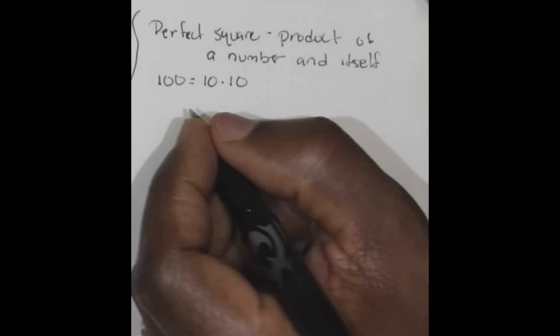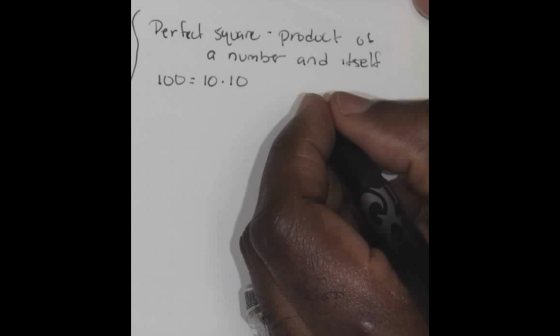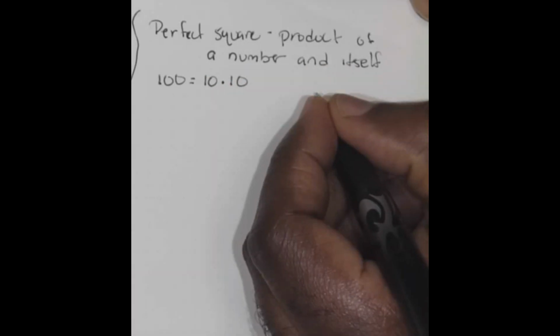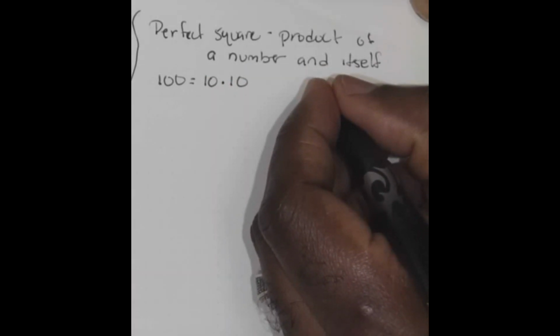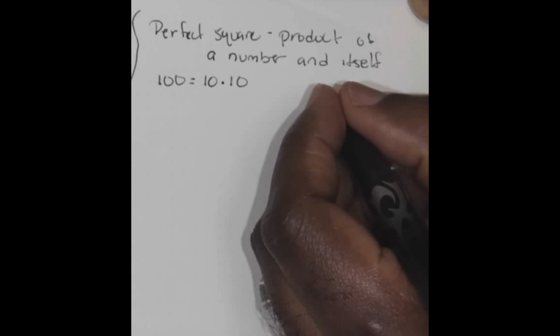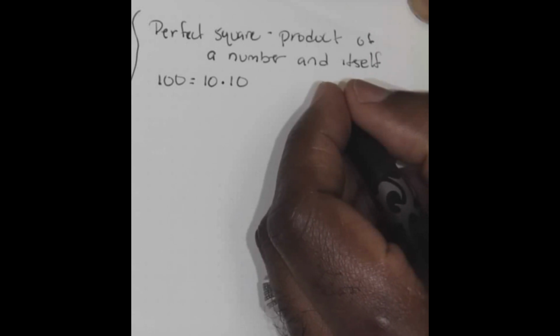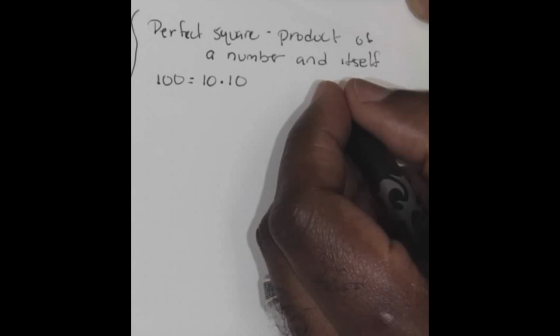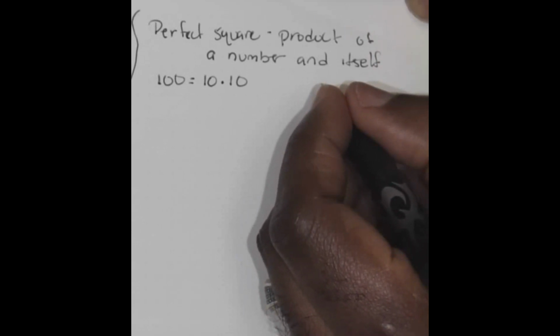Give me another perfect square that you know of. That a number times itself will give you this number. I ain't moving till you tell. Perfect square. Give me a perfect square.